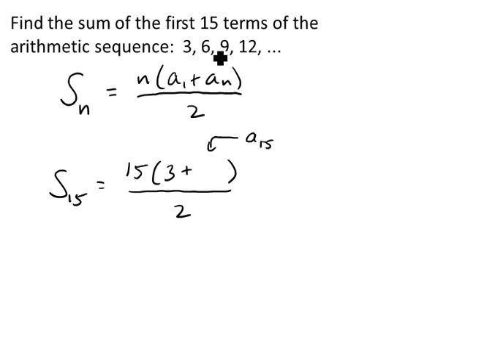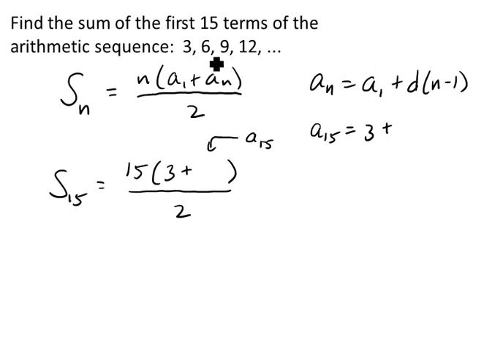Certainly our sequence that's listed out does not go out to show us what the 15th term is. And so we can figure that out using our formula for the general term of an arithmetic sequence, and that is an equals a1 plus d times (n minus 1). Specifically then, a15 is equal to a1, which is 3, plus d, that's our common difference. So we have to go back and look at our list of terms.